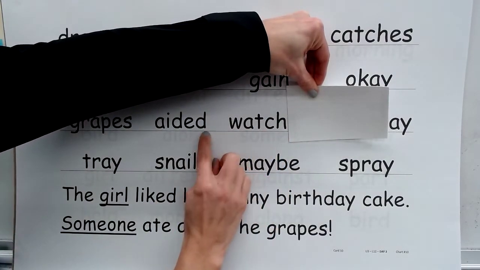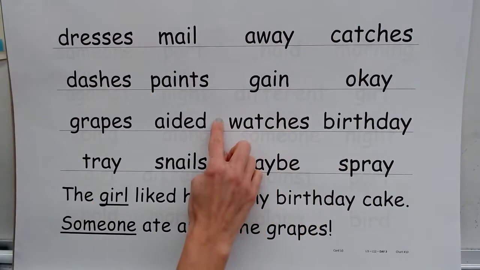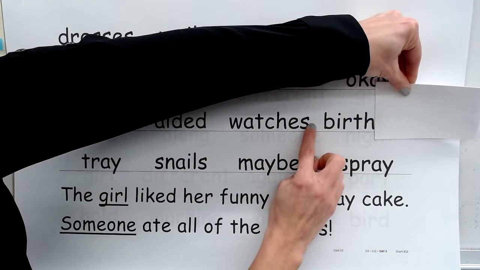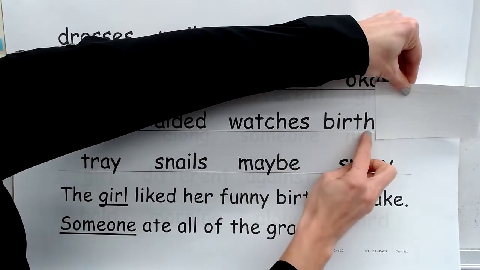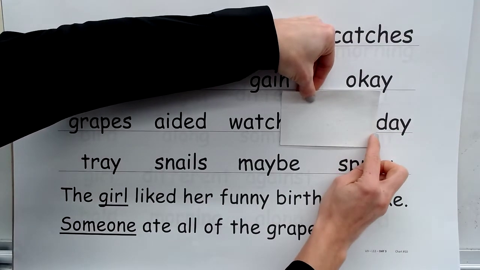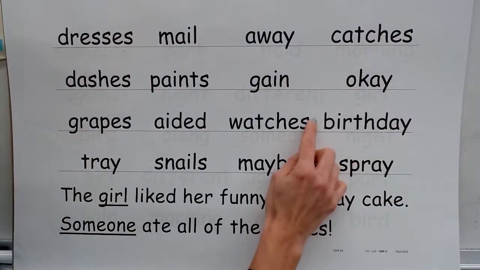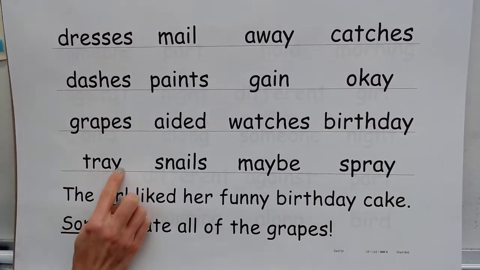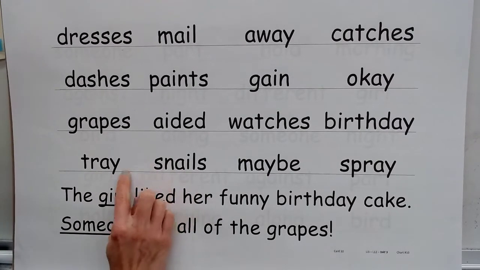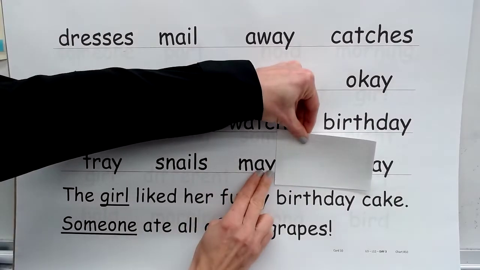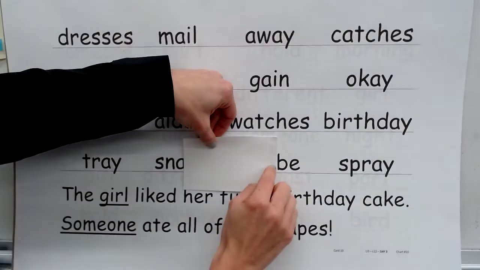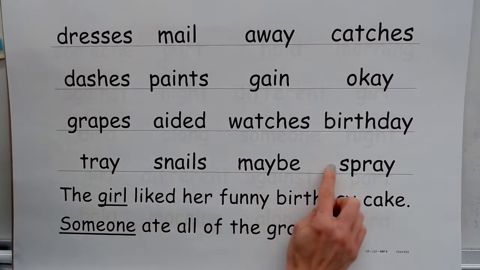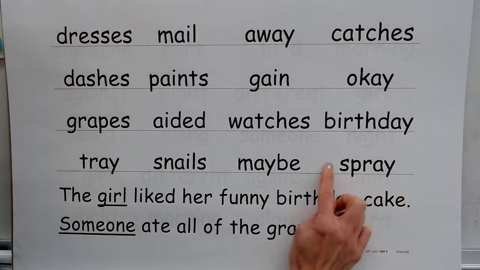Sound. Ch. Word. Watch. Ending. Blend. Watches. Word. Watches. Yes, watches. Sound. Er. Word. Birth. Sound. A. Word. Day. Blend. Birthday. Word. Birthday. Yes, birthday. Sound. A. Word. Tray. Sound. A. Word. Snails. Sound. A. Syllable. May. Syllable. B. Blend. Maybe. Word. Maybe. Yes, maybe. Sound. A. Word. Spray. Yes, spray.